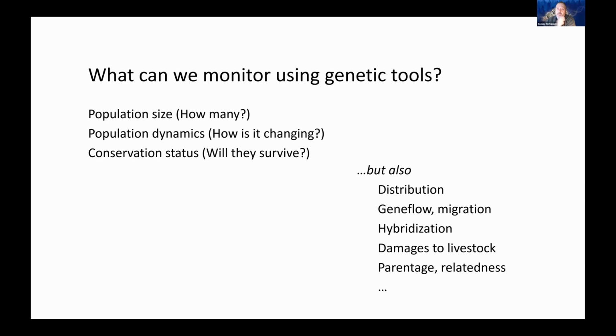Particularly, this rapid development is actually opening new doors to new things. I will be talking today mostly about the stuff on the left, but there's many other things which I listed on the right, which can also be studied with genetics. Some of them will be covered by the colleagues that come after me in their talks.